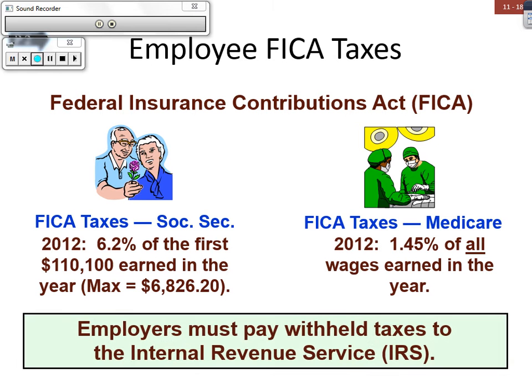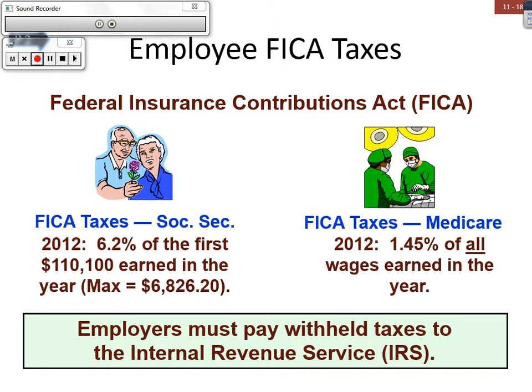FICA taxes, this is both an employee and employer obligation, okay? Employees and employers pay the same rates. So for FICA Social Security, it's 6.2% on the first 110,100. Because this book is the old edition, that amount in actual life is different this year, okay? But just working with what we're using with this textbook, 110,100 is the limit or the max for FICA Social Security.